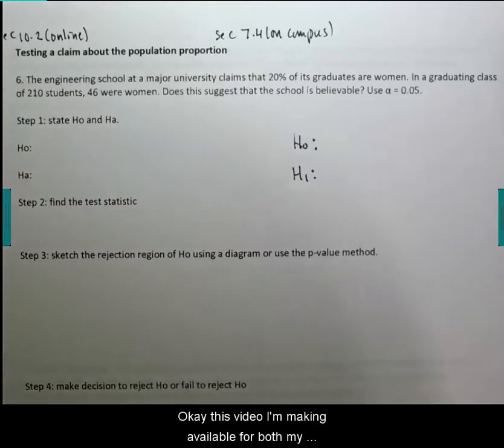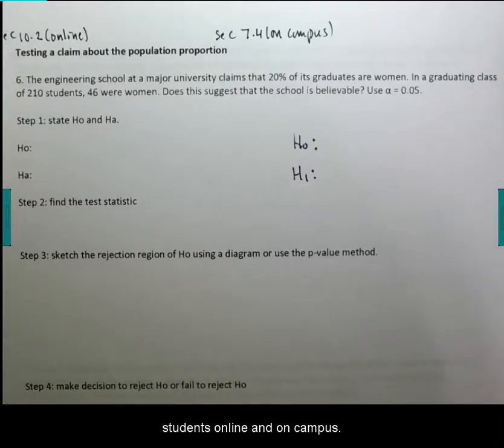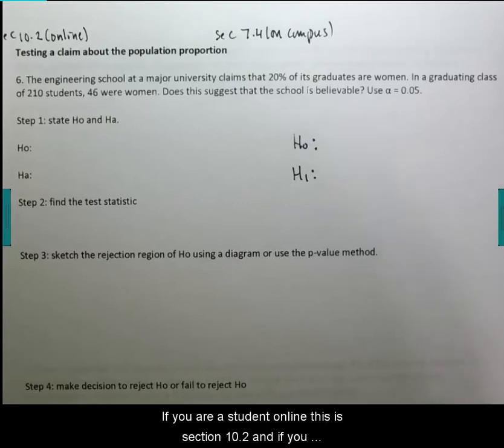Okay, this video I'm making available for both my students online and on campus. If you are a student online, this is section 10.2, and if you are on campus, this is section 7.4, testing the claim about the population proportion. It's going to be very much the same for both sections.